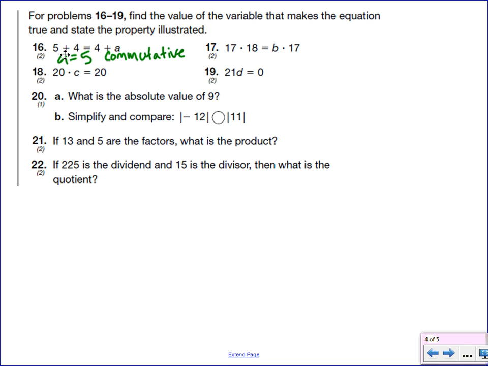And then 17 is also going to be the commutative property. So B is going to be 18. And that's the commutative property, this time showing that order does not matter for multiplication either. 20 times C equals 20. Well, the only way to get a number back when you multiply is to multiply it by 1, and that's the multiplicative identity.